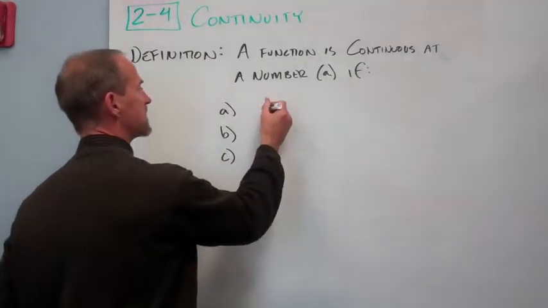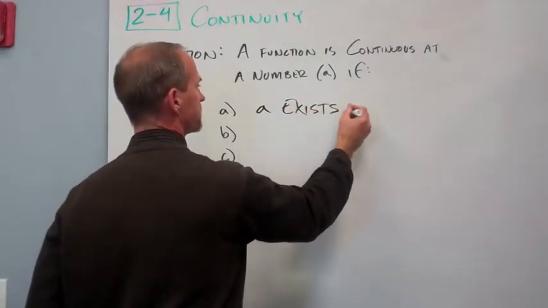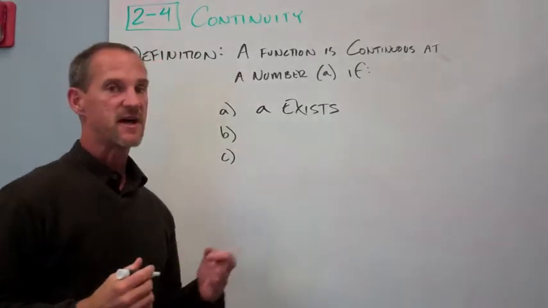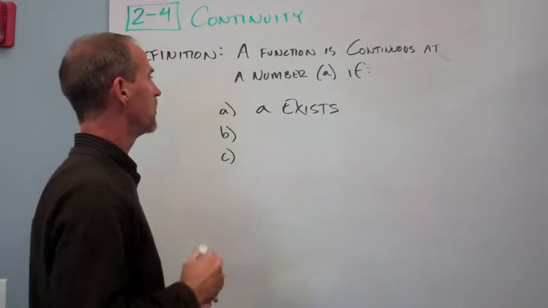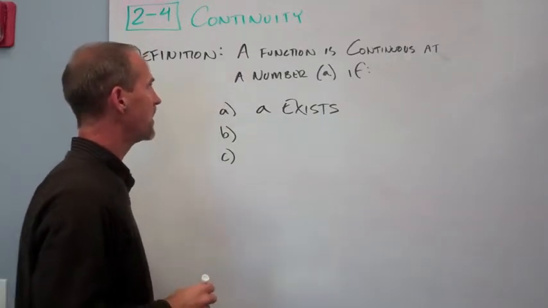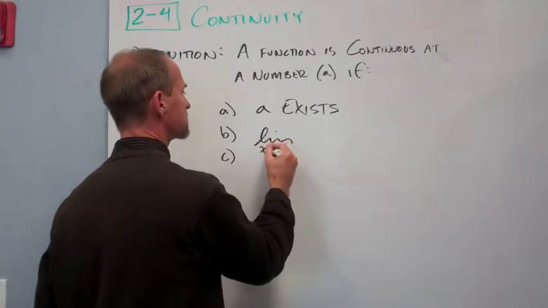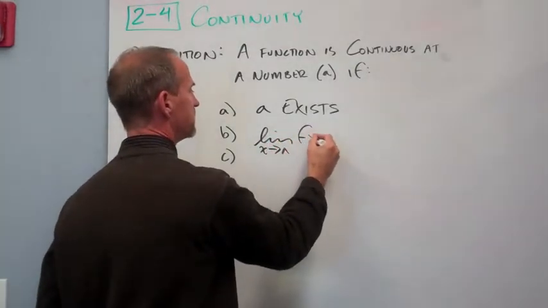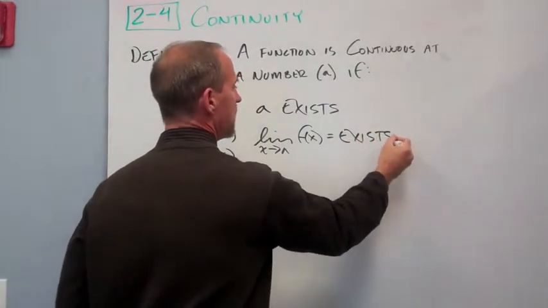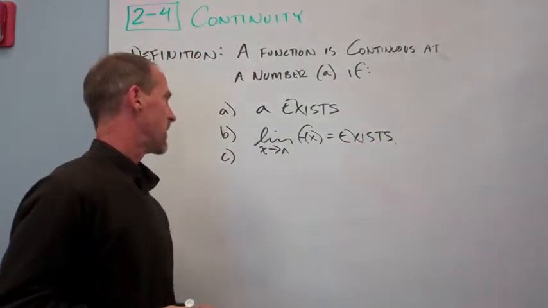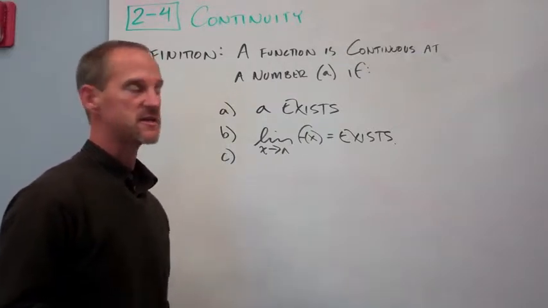That f(a) exists, all right? That just means that it's in the domain, okay? If it's not in the domain, it's definitely not going to be continuous, right? That's if you've got an asymptote or a hole or something like that. It's also important that the limit as x approaches a of the function also exists, okay? So we've got to be able to find the limit and have it be something that does exist.